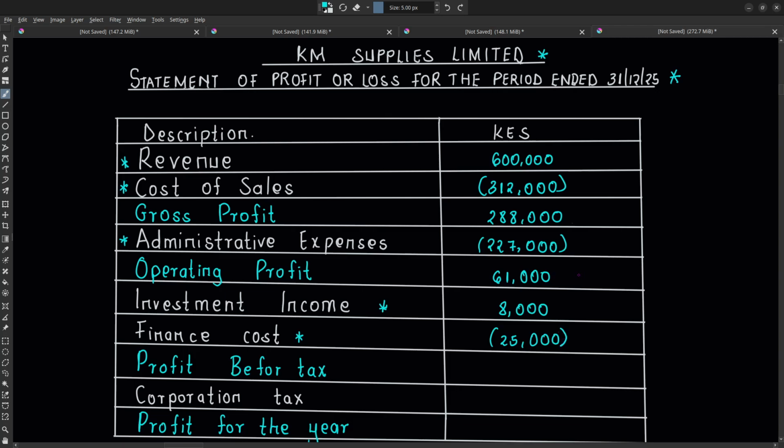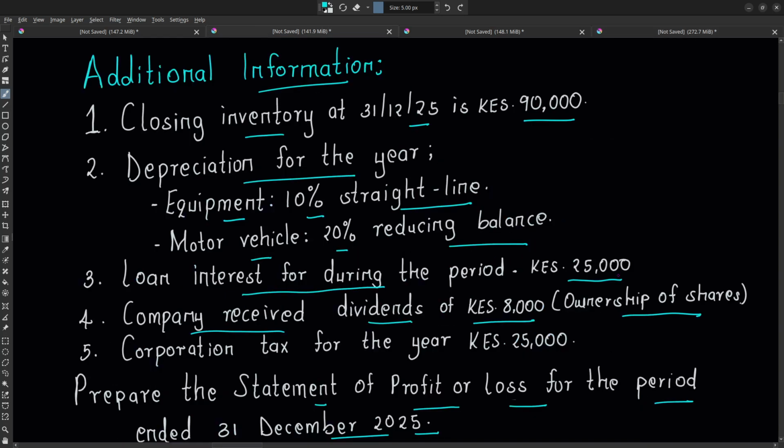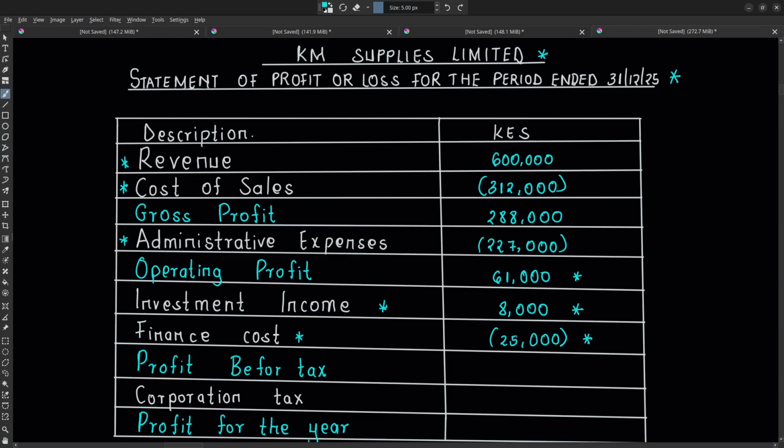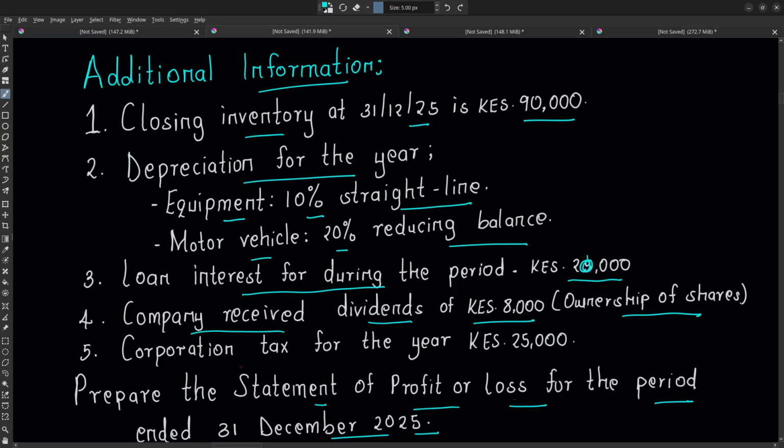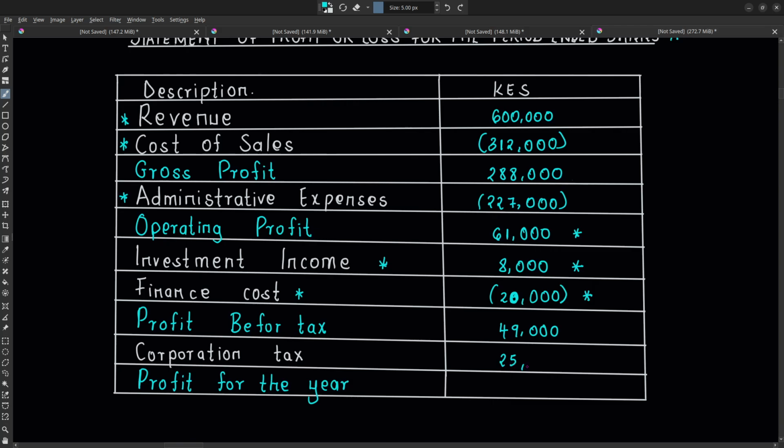So we are going to have the operating profit plus the investment income minus the finance cost, which is going to give us, sorry, I think this should be 20,000. So our profit before tax will be 49,000. That is 61,000 plus 8,000 minus 20,000, which will be 49,000. Okay, so what is our corporation tax? In part of our additional information, we've been given the corporation tax of 25,000. So that also indicates 25,000. And the profit for the year will be 49,000 minus 25,000, which will be 24,000.